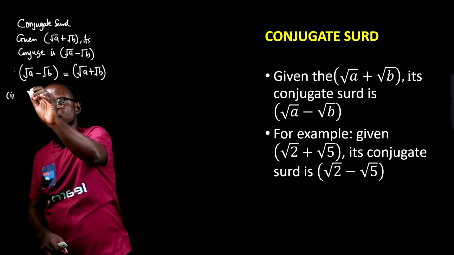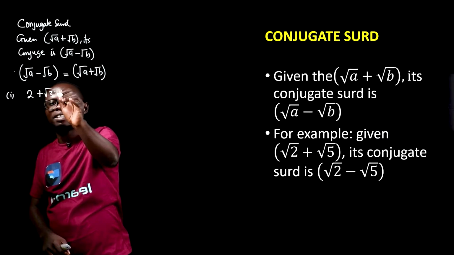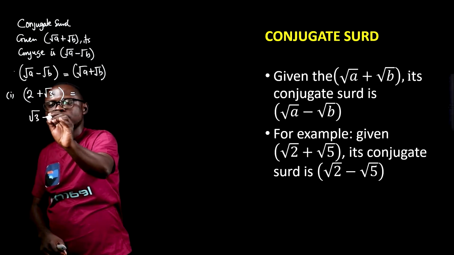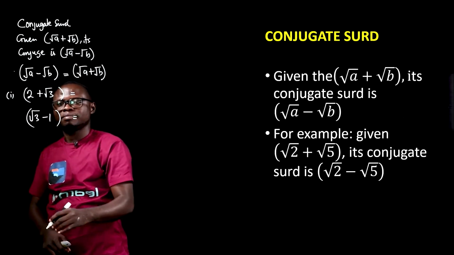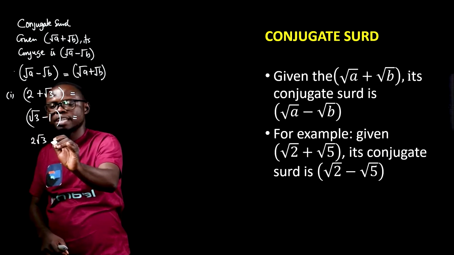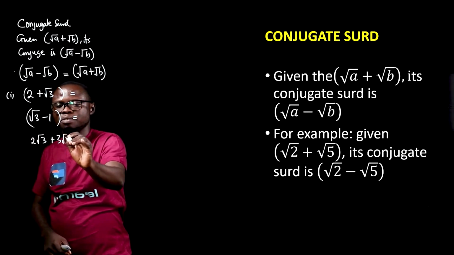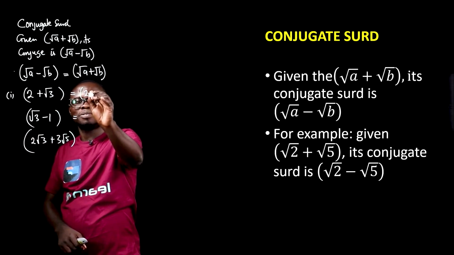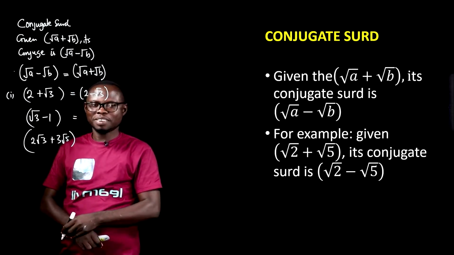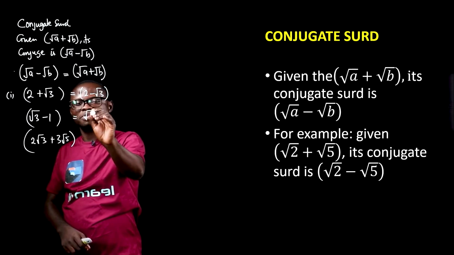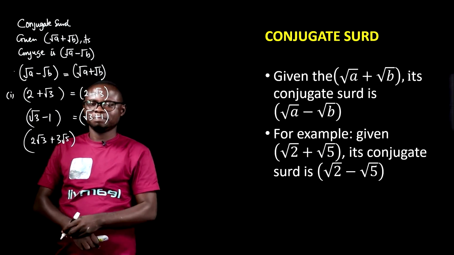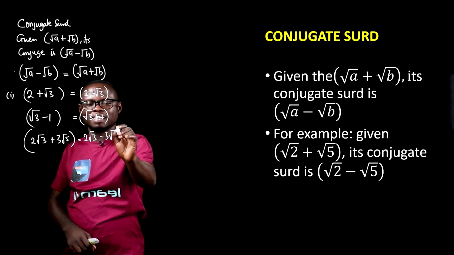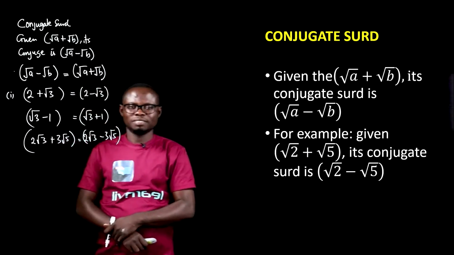1. 2 plus root 3. 2. Root 3 minus 1. And 3. 2 root 3 plus 3 root 5. This becomes 2 minus root 3. Great. This becomes root 3 plus 1. And this becomes 2 root 3 minus 3 root 5. Good job.